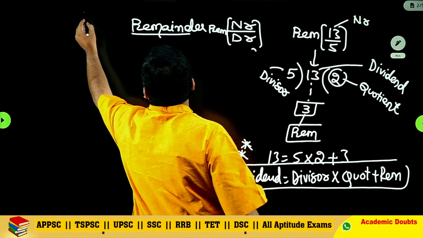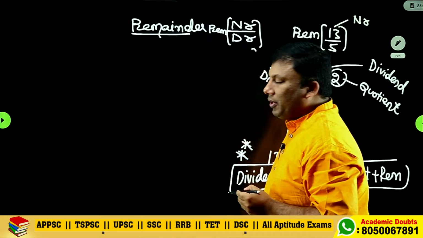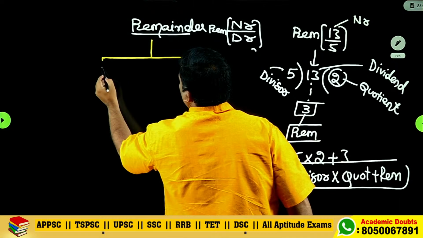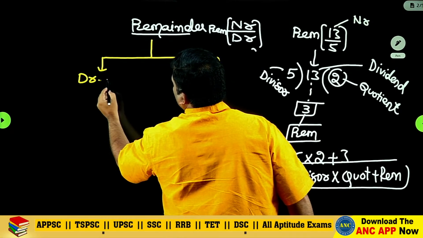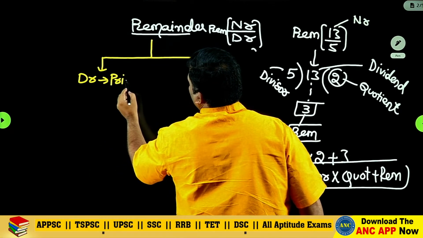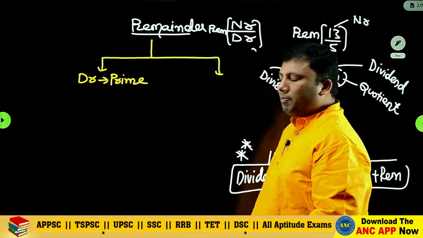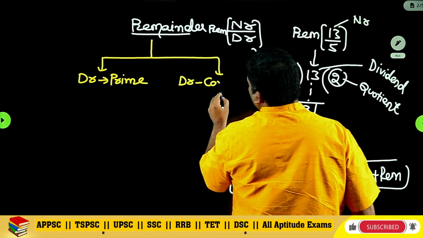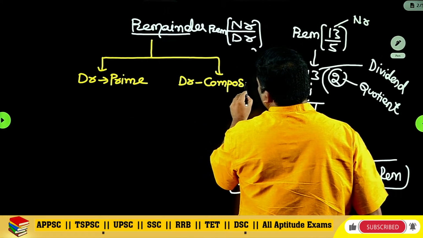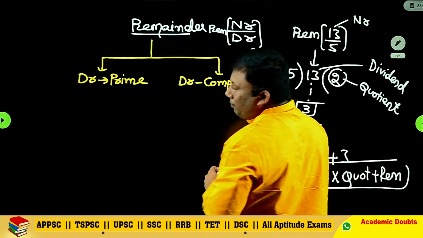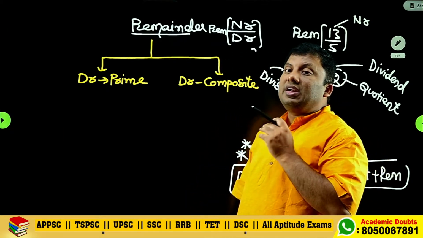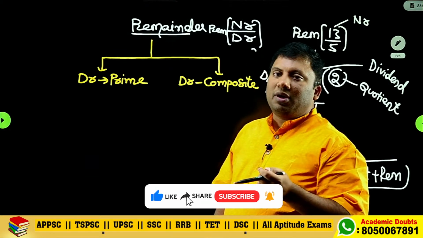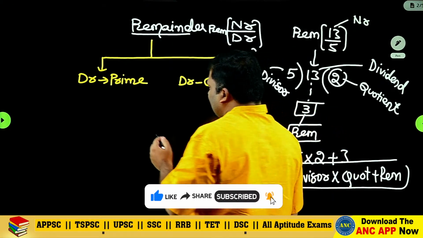Whenever you are solving remainder related problems, there are two cases that are possible. The denominator can be a prime number, or the denominator can be a composite number. The denominator is a natural number, and a natural number is of two types.